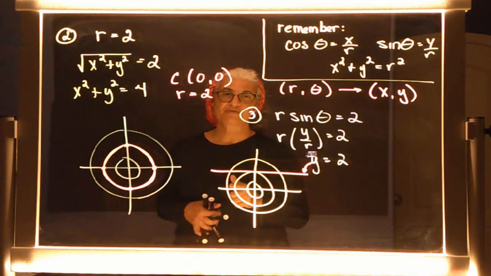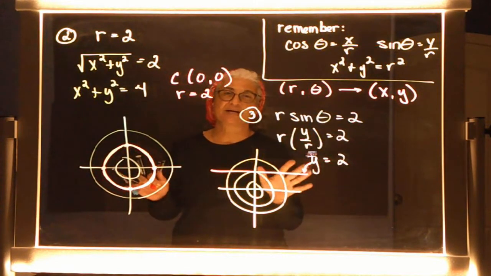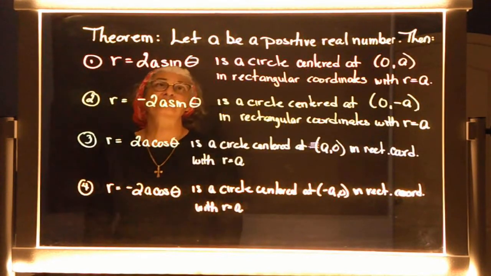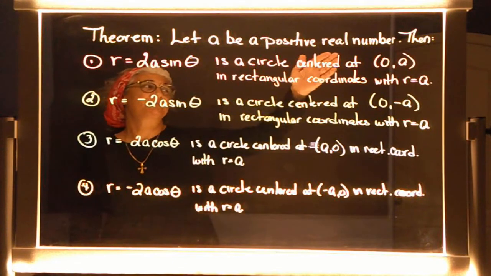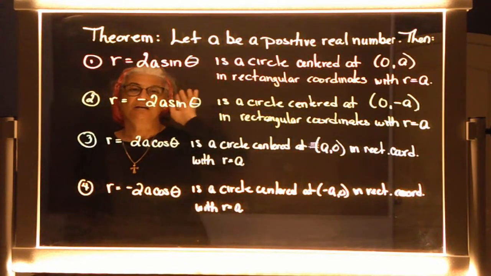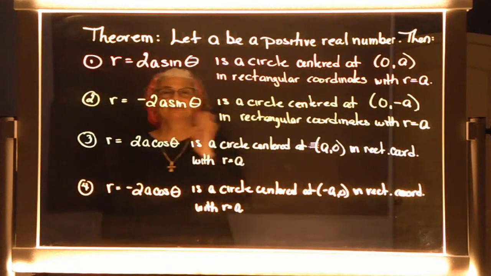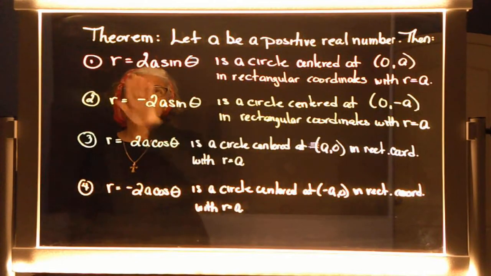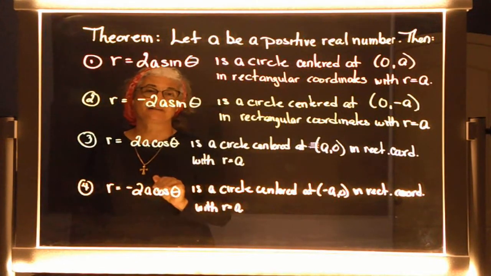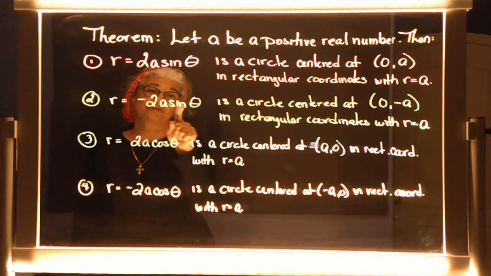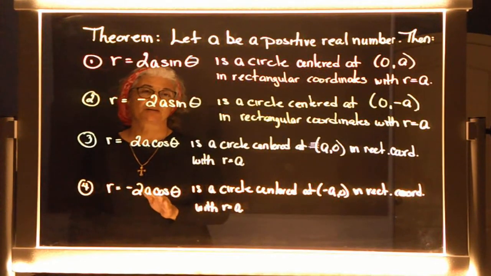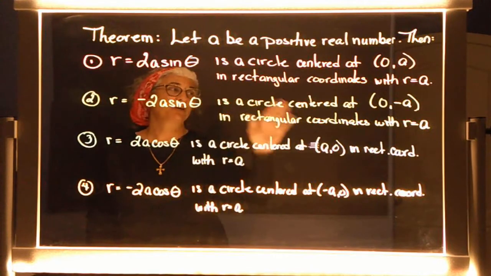I've got a couple of theorems for us that actually go with these 3 examples that we just worked with. Okay, so let's take a look at this theorem. This theorem says, let a be a positive real number, then. So they've given us 4 cases here, and here's what I'd like you to notice. These 4 are very similar to each other. Notice it says r equals 2 times a times the sine of theta. The second one has a negative in front of it, but it's the same as the first one. Numbers 3 and 4, instead of sine theta, have cosine theta. Correct?